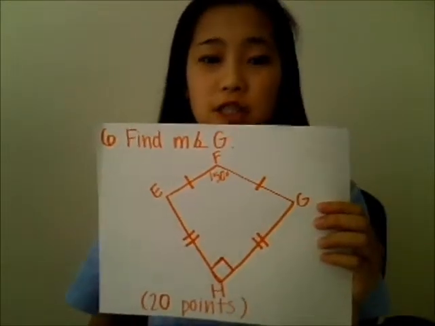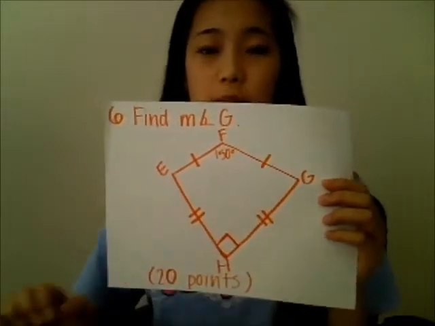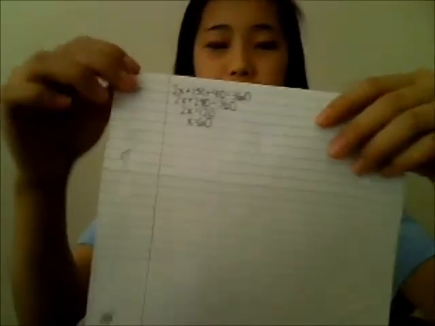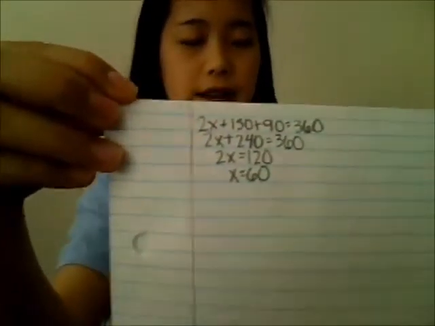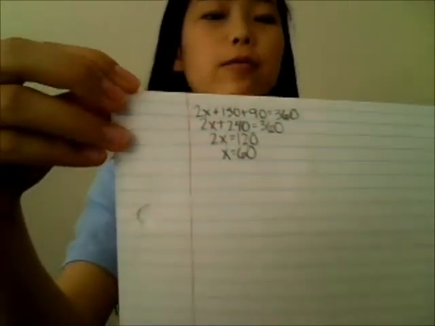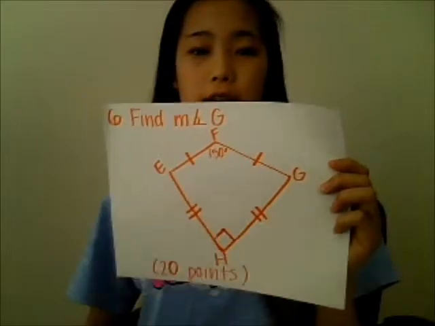Okay, so we'll call angle G x. Since this is a kite, we know that angle E and angle G are both the same, so they can both be x. So we can set up the equation like this, where all the angles added together in here equal 360, and then we solve for x, and we get x equals 60, so angle G is equal to 60 degrees. Correct! That concludes our questions section, and the score is currently 100 to 70, Ms. Barger.